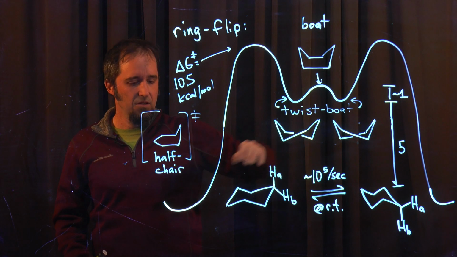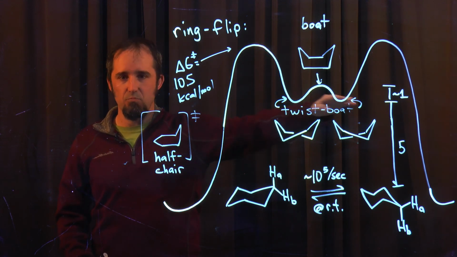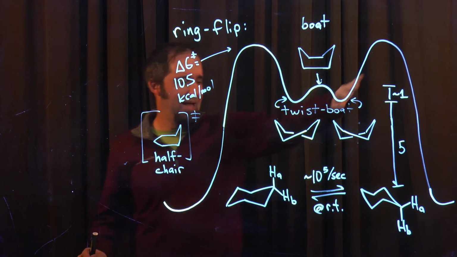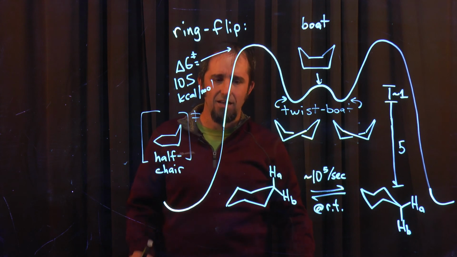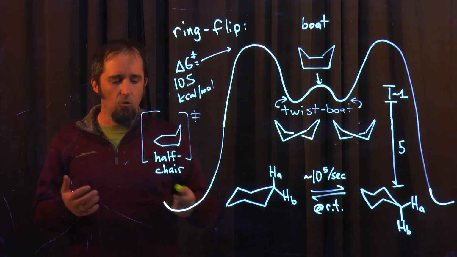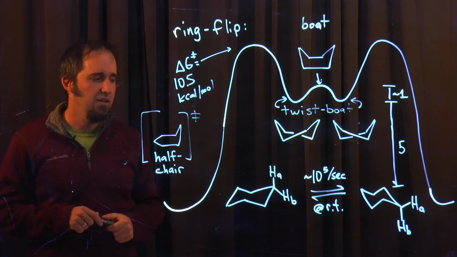and I get a little bit lower in energy. So I go from the chair through the half chair, 2 twist boats connected by the true boat, and then back out the other way. So again, it looks like a big barrier here, but for the parent cyclohexane, again, it's a very, very fast process at room temperature.